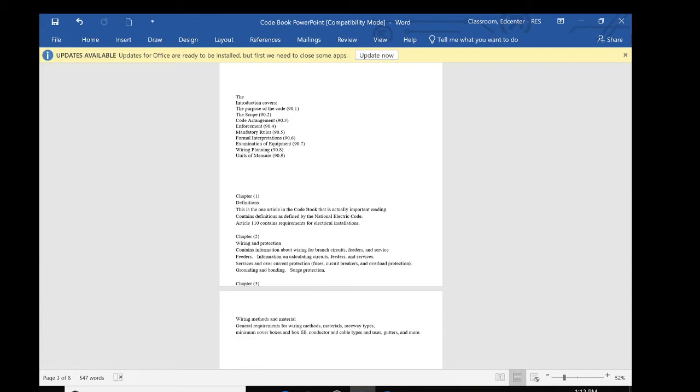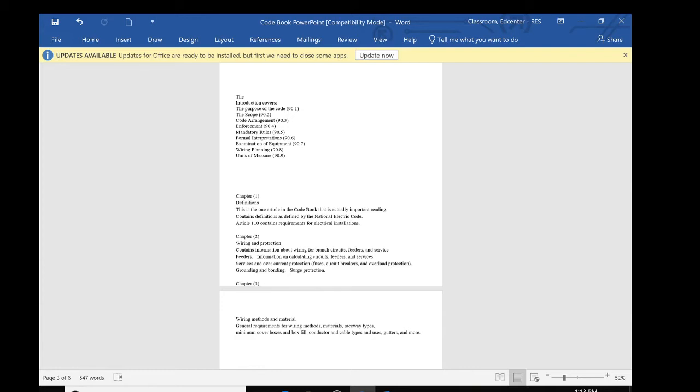Then 90.5, mandatory rules, permissive rules, and explanatory rules. Mandatory rules. Mandatory rules in this code are those that identify actions that are specifically required or prohibited and characterized by the use of the term shall or shall not. So shall, you've got to do it. Shall not, you can't do it.